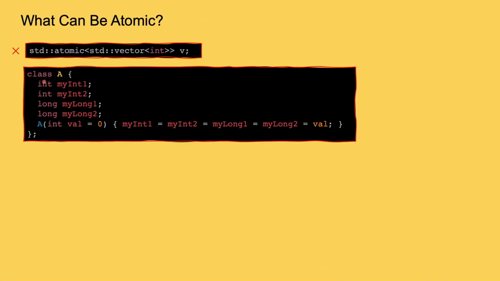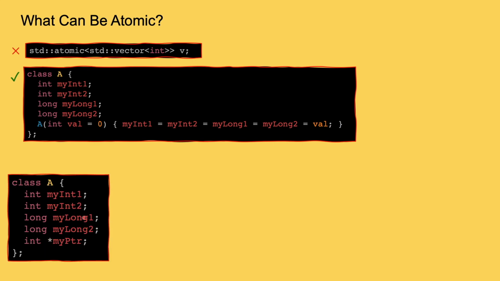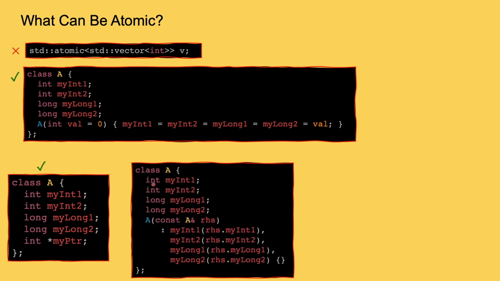How about this class? It has several variables and a user-defined constructor. There's nothing wrong with this because it doesn't violate all those conditions. This class has a pointer. It's still okay. We can define this as a std::atomic. How about this one?